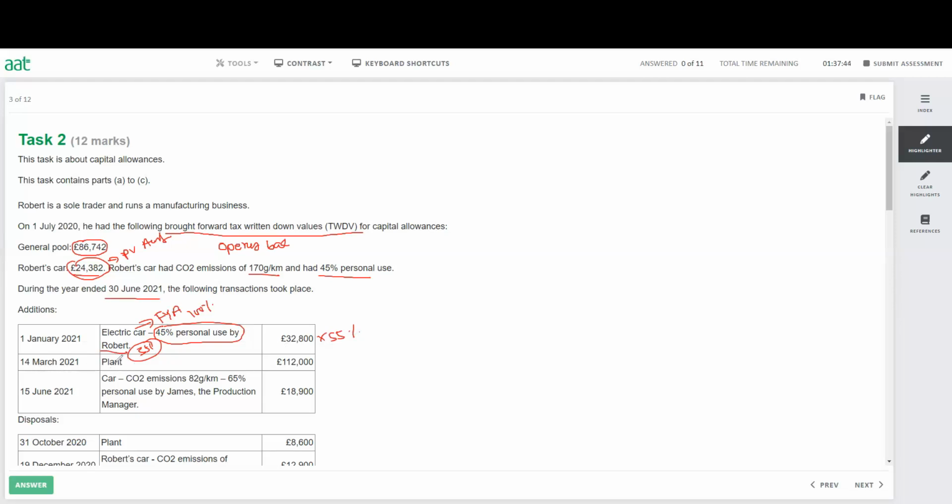14th of March 2021, plant. Remember that plant is always eligible for AIA, that is annual investment allowance, and we have a maximum threshold. The amount is 1 million. So if we buy plant of more than 1 million, then you have to find the difference. Otherwise, if it is less than 1 million, we can always take the 100% allowance for that.